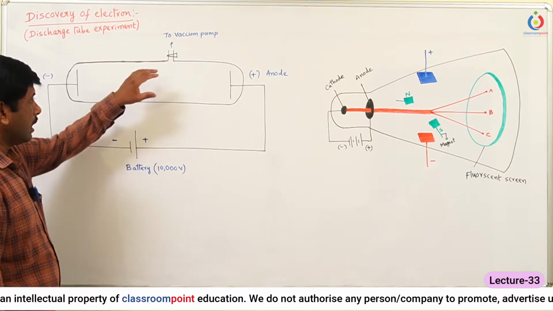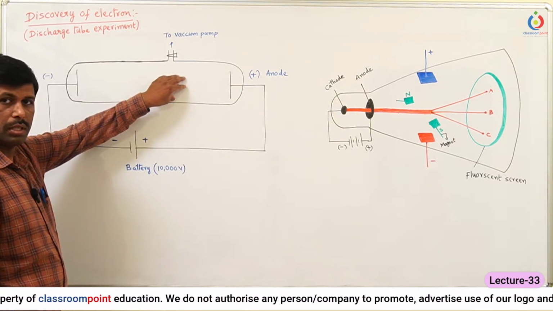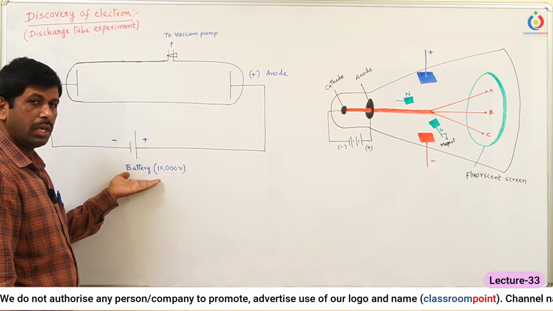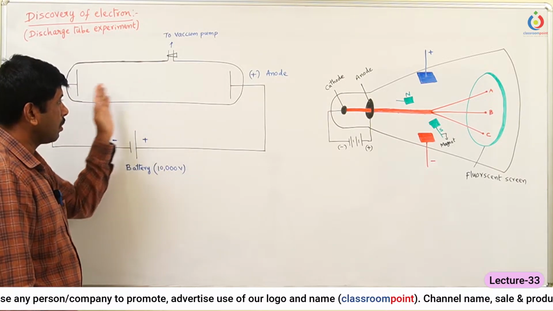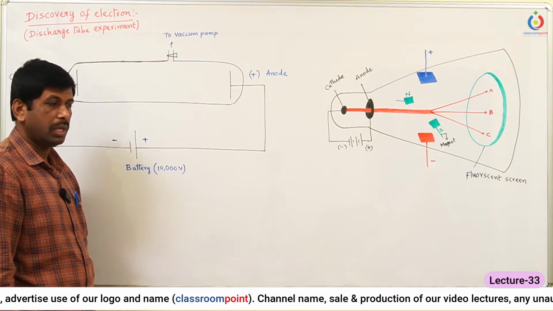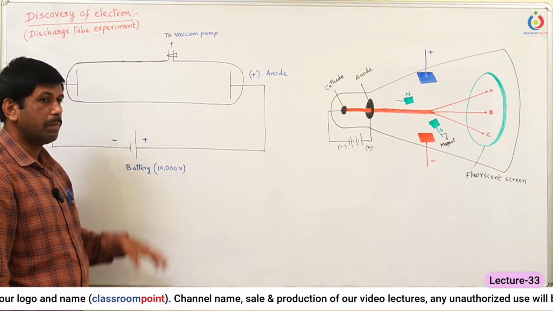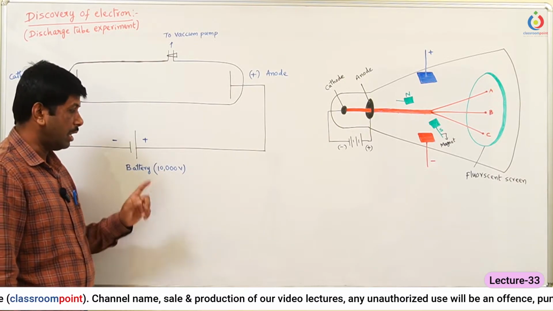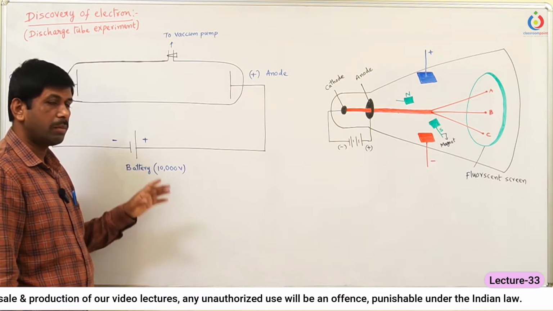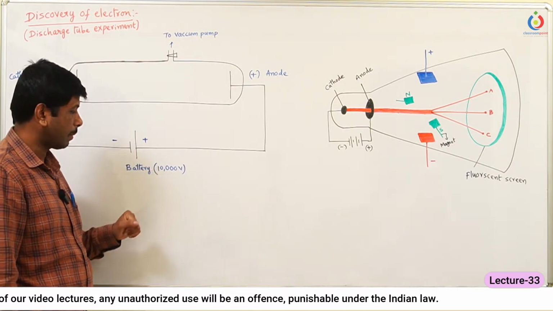Now, when the gas is at normal pressure in the discharge tube, and this high voltage is applied across the electrodes, no particles are generated because the gas at normal pressure is non-conducting. Hence, the cathode rays will not be generated at the normal pressure of the gas.